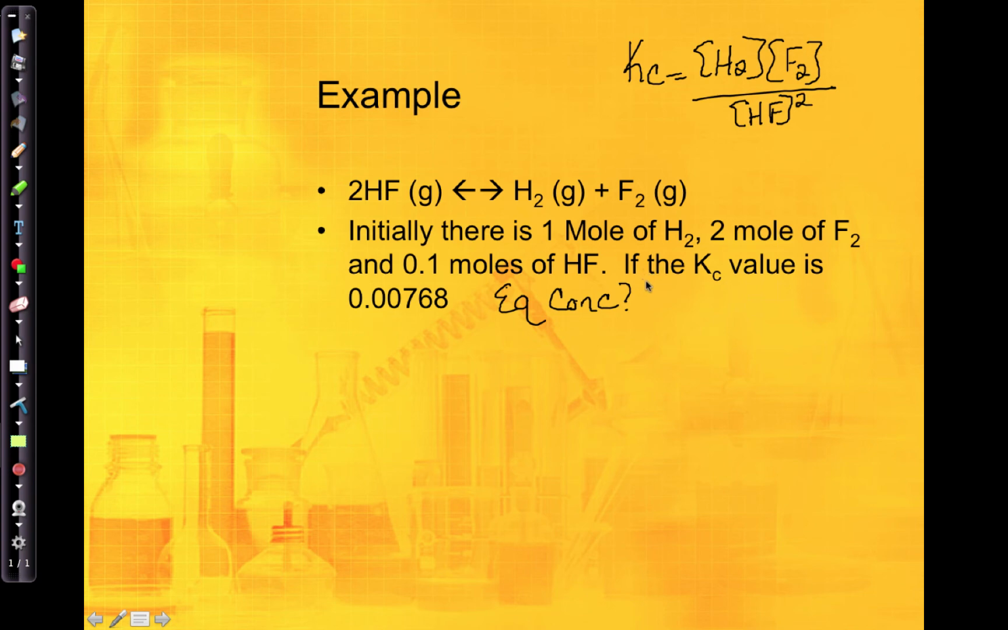All right, so now we're going to set up our ice table. So I, C, and then E. All right, so initially there is 1 mole of H2, 2 moles of F2, and 0.1 moles of HF. Okay, so now this is different because I'm actually given an initial concentration of the products. So that means solve for Q first.